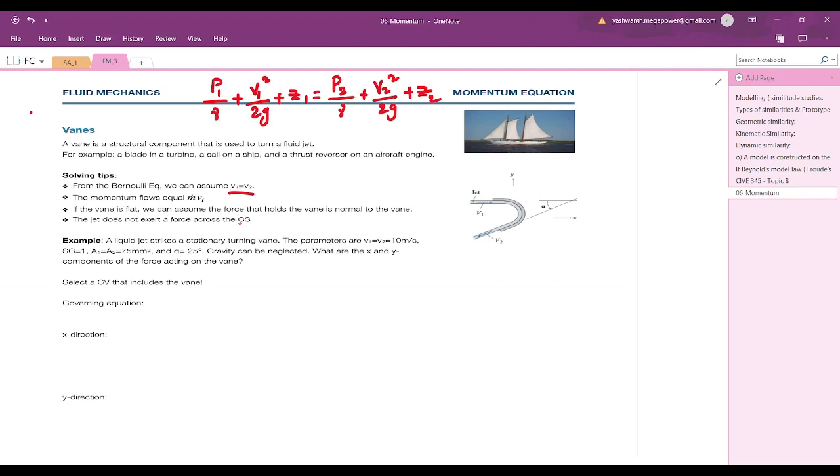So these are the few points you need to keep in mind when solving the questions. If it is a free jet, then we have discussed the solving tips. Now it is for vane. For vane, we need to use Bernoulli's energy equation as well, along with the momentum equation. And here the question is there. So all these questions, first you try by the solving tips, and anyhow we'll discuss in detail in our next class.